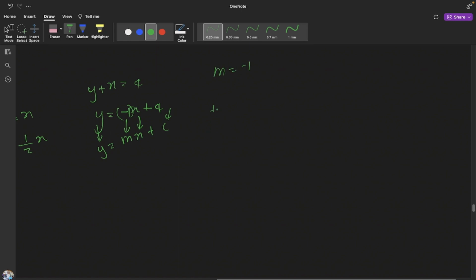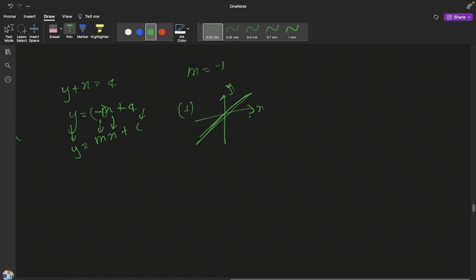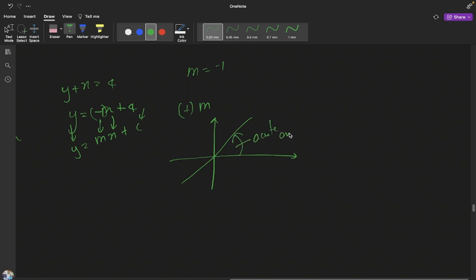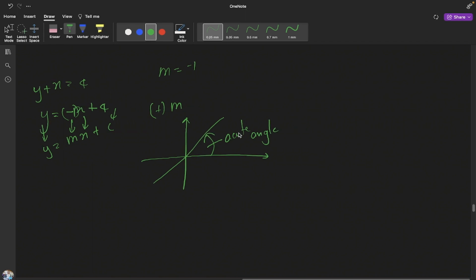Remember, when the gradient is positive, the line goes like this. This is the x-axis, this is the y-axis. Let me draw it more clearly. When the gradient is positive, the line goes like this, which should be an acute angle, and it goes in this direction.